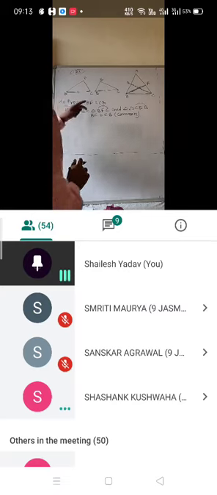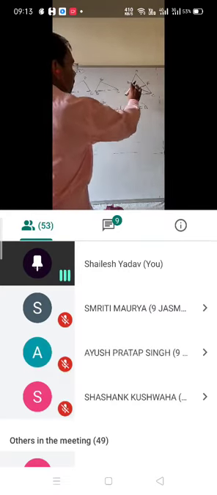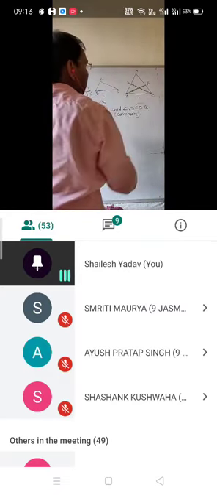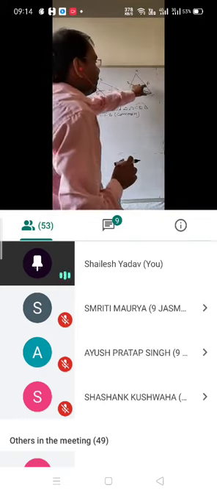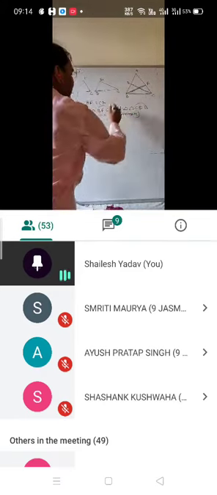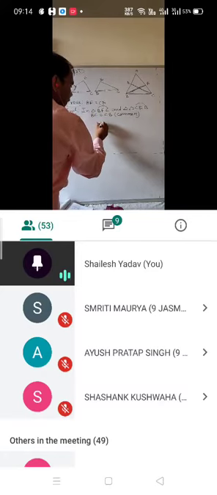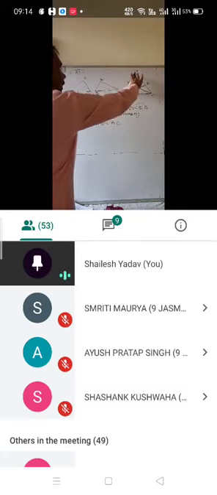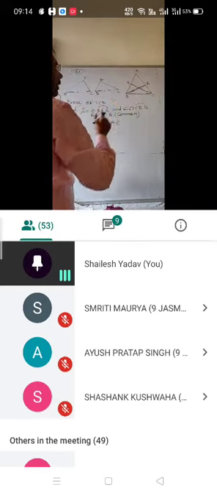Yes, that BE equals CF. Now I am going to explain why BE and CF are equal. It is not given in the question that BE and CF are equal. In the question it is given that AB equals AC, that is, AB and AC are equal.